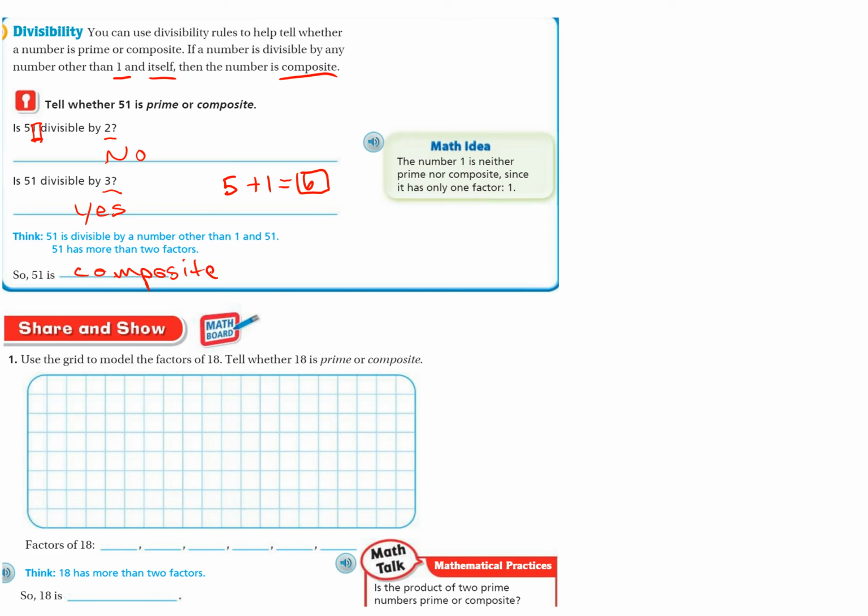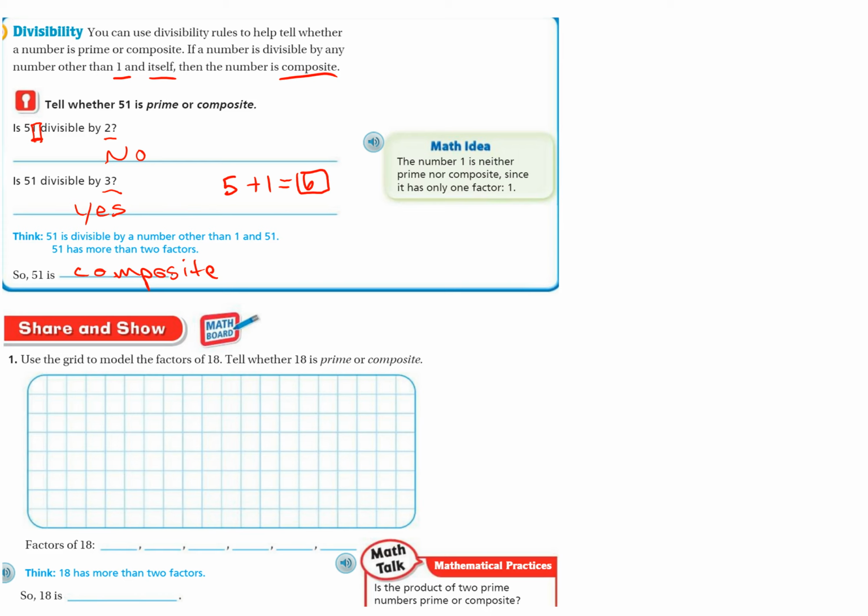Again, I could find all those different factors of 51 to solve this problem, but this is a much quicker way to tell if a number is prime or composite. Okay. All right, let's look down here at the next one, number 1. Use the grid to model the factors of 18. And then tell whether it's prime or composite.